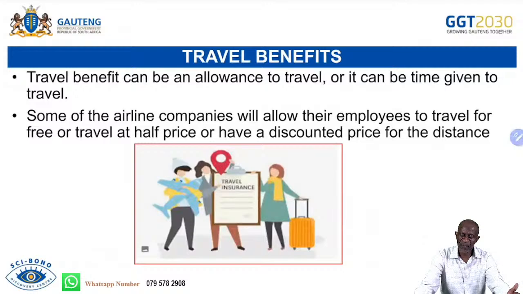Some of the airline companies will allow their employees to travel for free. That is one benefit. So if you work in the flight industry, in the airline industry, you'll be given some free travel allowance. So you get a flight for free as one of the benefits. Or travel at half price. This is one of the benefits that you can get, or have a discounted price for the distance.